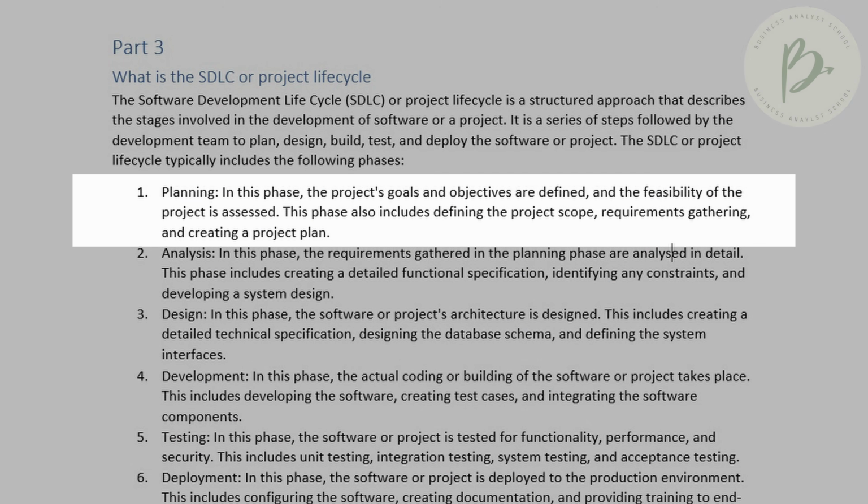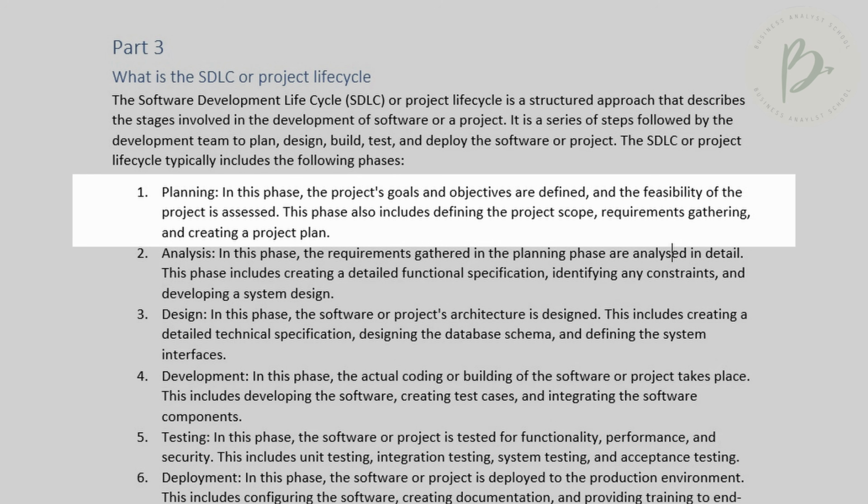Now, our planning stage, number 1, planning. So the planning stage is the stage at which the project goals and objectives are defined. Now, if you remember in part 1, we talked about gaining a background, the scope, the objective of the project. This is the planning stage, right? Part 1 was covering the planning stage. We also look at the feasibility of the project. We assess the feasibility of the project in the planning stage.